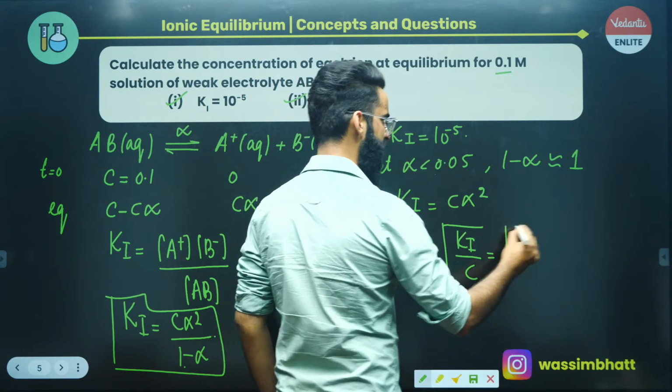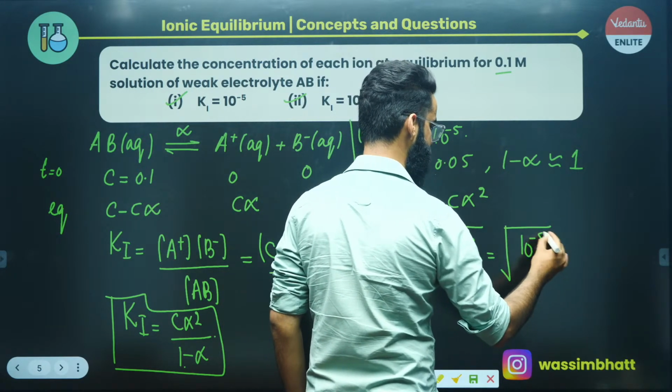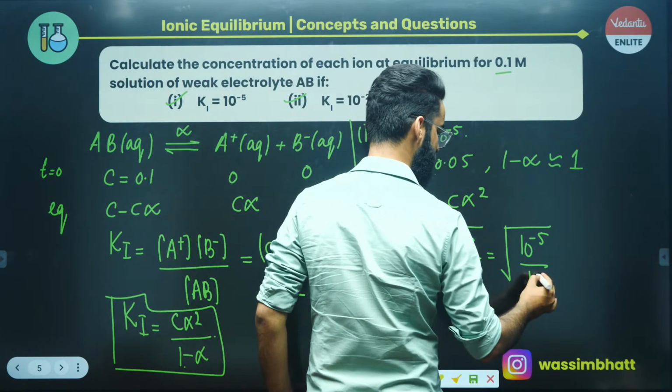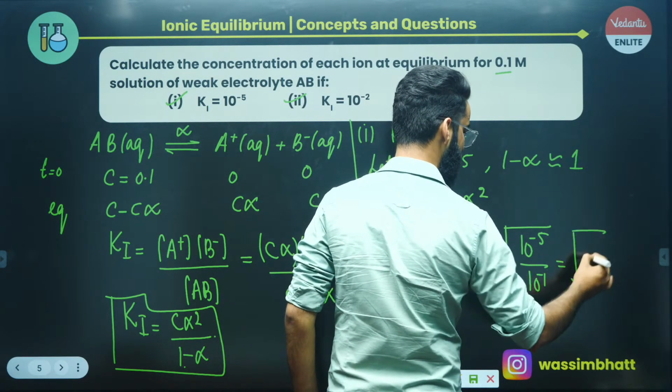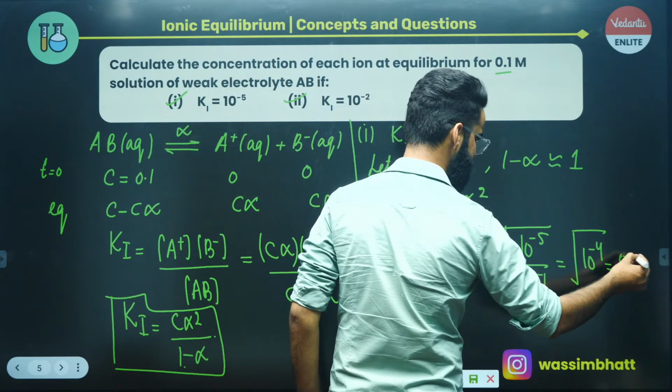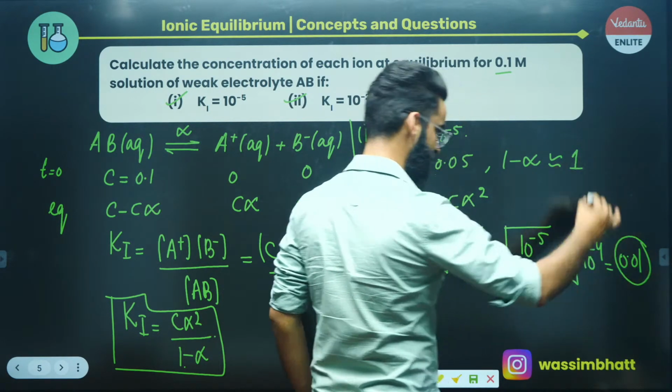What about the Ki value? That's given to you as per the question, 10 raised to the power minus 5. What about the C value? C is the concentration of weak electrolyte, which is 0.1. That means 10 raised to the power minus 1. So the value comes out to be 10 raised to the power minus 4 under root, which is going to be 10 raised to the power minus 2 finally, that means 0.01. So this is basically the value of alpha.